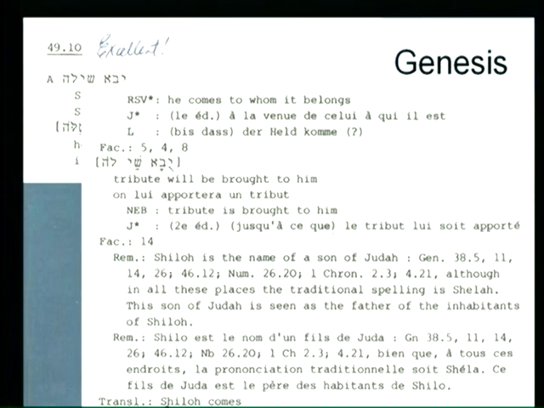And then they go through and discuss a third reading, Yuvah Shiloh, tribute will be brought to him, represented in the NEB, the second edition of the Jerusalem Bible in French. And then the reasons, the principle involved: the remark that Shiloh is the name of a son of Judah, and although in all these places the traditional spelling is Shelah, the son of Judah is seen as the father of the inhabitants of Shiloh. And then you have the committee's decision, translated as Shiloh comes.